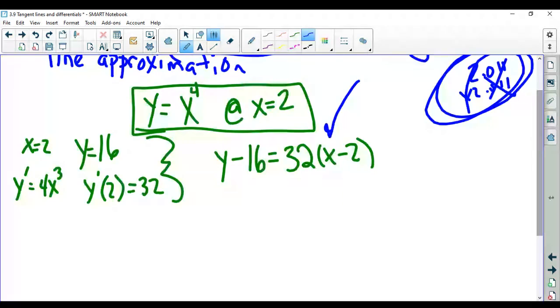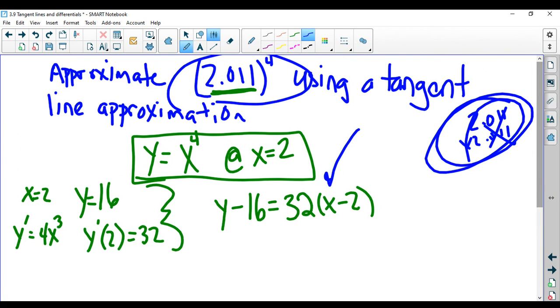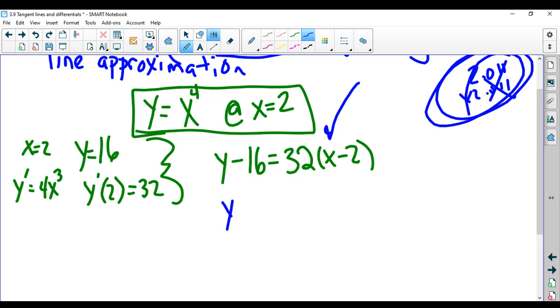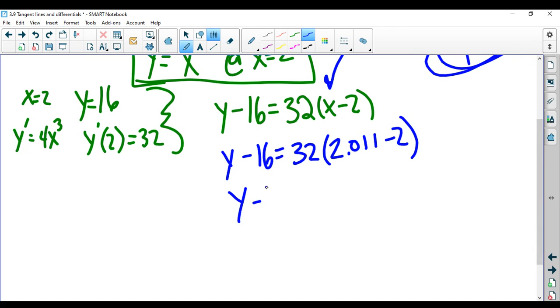So we have to figure out what the value of the tangent line is when we plug in 2.011 to x. So y minus 16 equals 32 times, plug it in, 2.011 minus 2. The math here is a lot easier than if we tried to multiply it by itself 4 times. This is 0.011. This still isn't that easy, but it's not that hard either. 32 times 11.